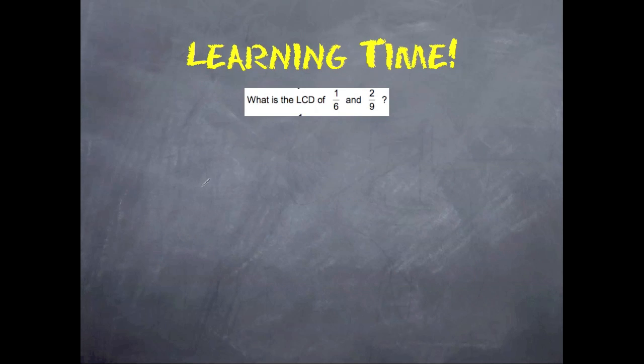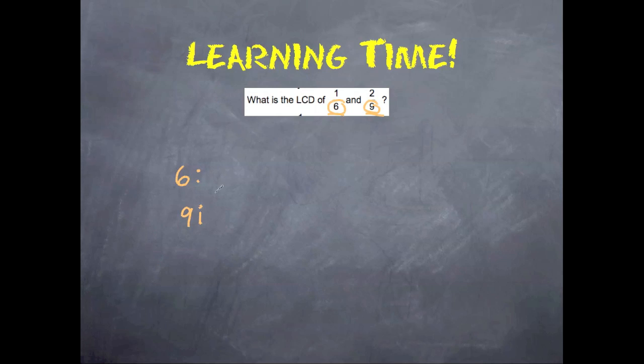What is the least common denominator of 1/6 and 1/9? So the part that's important for us is the 6 and the 9. So we have a 6, and we have to find the multiples of 6 and the multiples of 9. Let's do that.